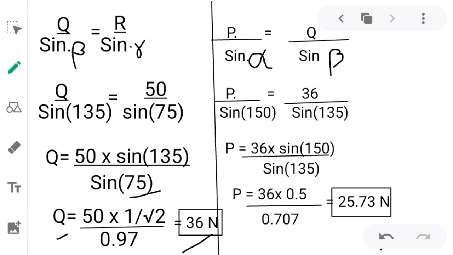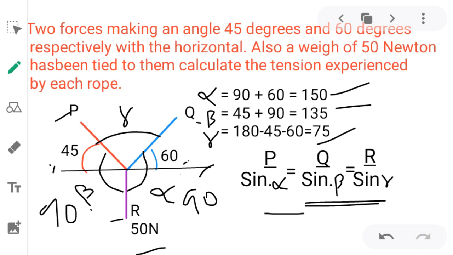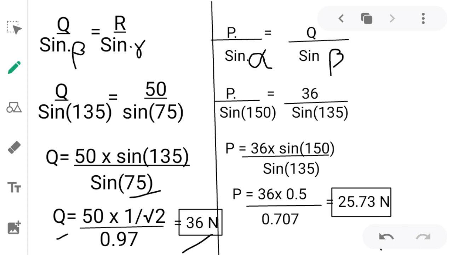Now I am taking the first pair, the PQ pair. P by sin alpha is equal to Q by sin beta. Substituting the value of sin alpha, that is 150 degrees, and sin beta, that is 135 degrees, and cross multiplying, we get P is equal to 36 into sin 150 divided by sin 135. Sin 150 is sin of 90 plus 60. 90 plus 60 comes in the second quadrant. As 90 is the vertical line, sin changes to cos. Cos 60 is 1 by 2, that is 0.5. So 36 into 0.5 divided by sin 135.